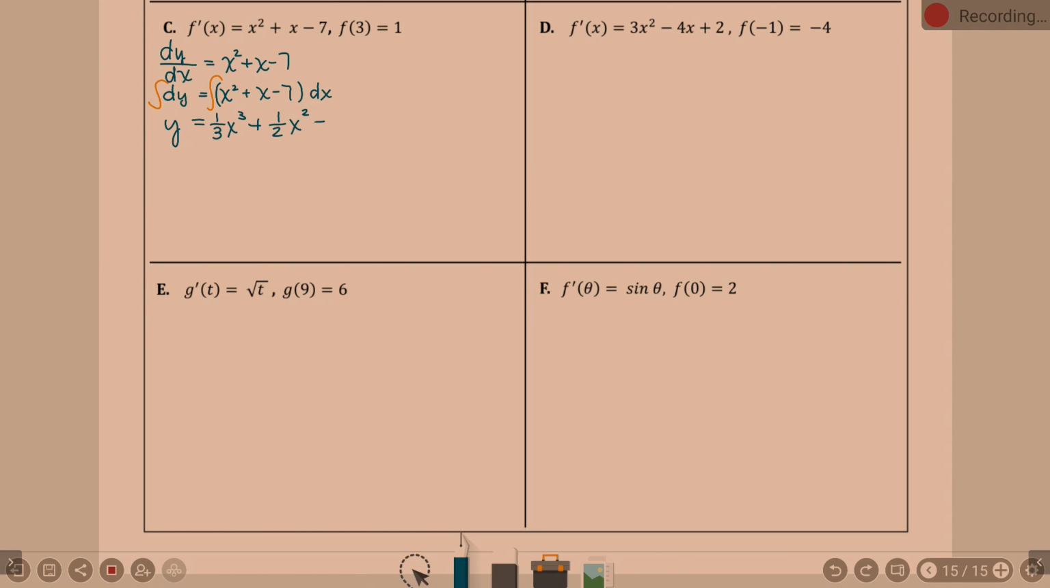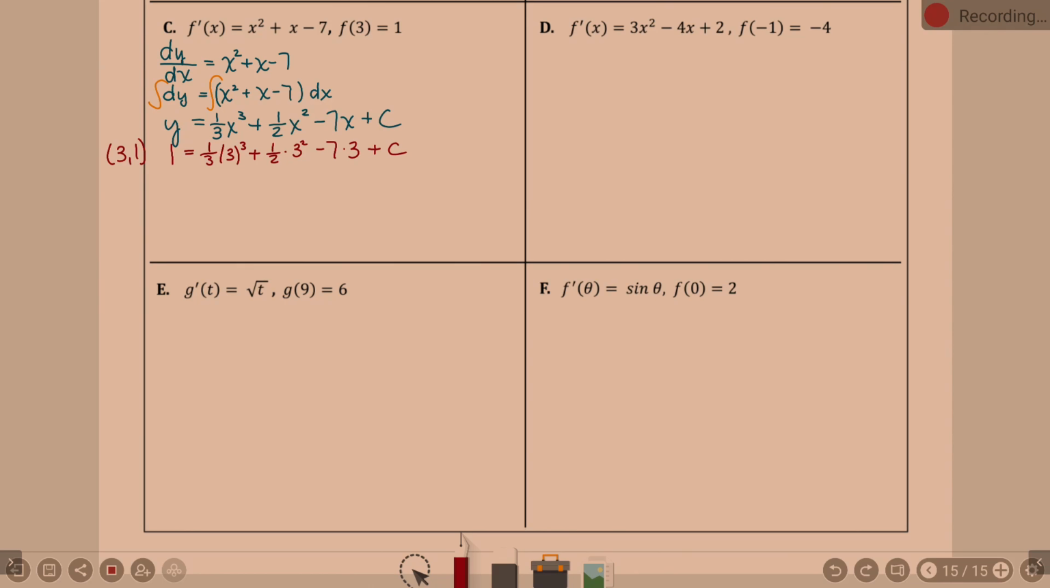Minus antiderivative of 7. 7x, where technically you're adding 1 to a 0. So it's x to the first, you divide by 1, it just stays 7. And then plus c. That, of course, is our general solution. And now we are inputting 3, 1. 1 equals 1/3 times 3 cubed plus 1/2 times 3 squared minus 7 times 3 plus c.